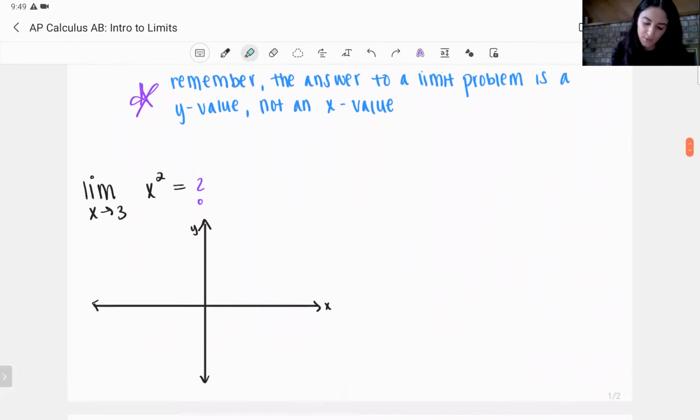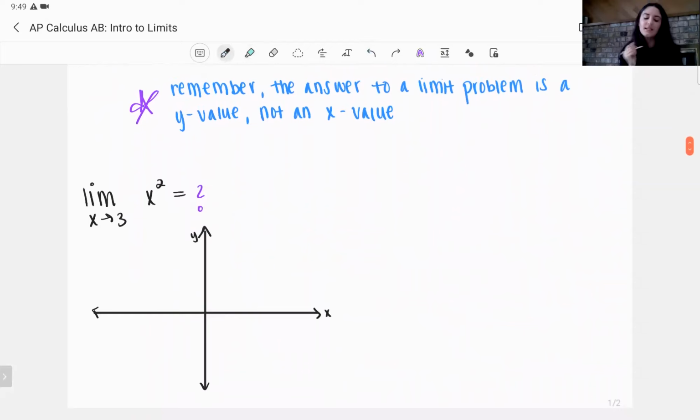Okay, so now we're going to move on to this example. And so here you can see I've used that same limit notation again. And this is saying, what is the limit as x approaches 3 of the function x squared? So this time I didn't give you a picture, I gave you what the function is. But this function x squared is a parabola, and we know what that looks like, so we can go ahead and draw our own picture.